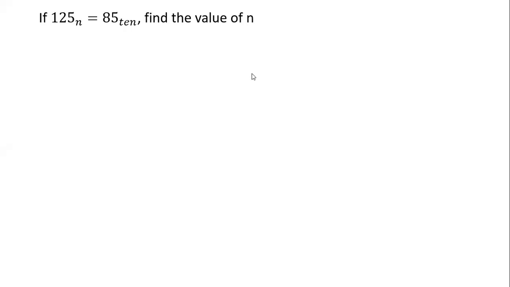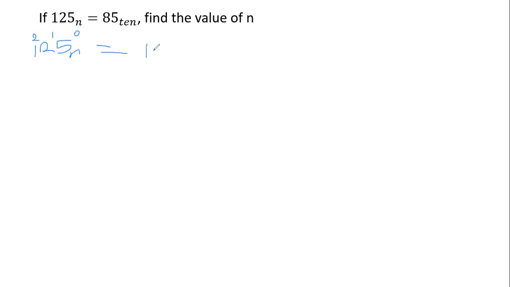The value of n. So what we are going to do is to change 125 base n to base 10, and then the 85 is already in base 10, and then it would be easier for us to find the value of n. So we are going to begin by powering. So we are going to have our 125 base n. Begin with power 0, power 1, and power 2.